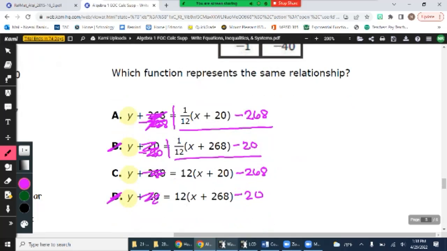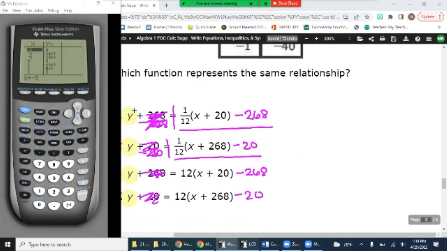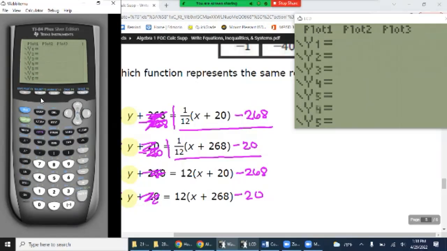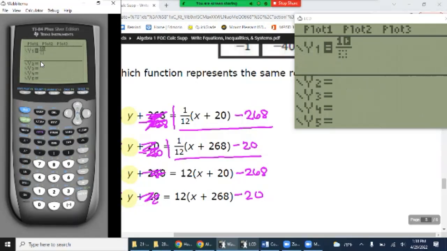Okay, let's type in A. Make you do a little bit of work. Make you work for it a little bit. Oh, Lord. 1/12 x. I don't like typing with my mouse. This sucks. Minus 268.